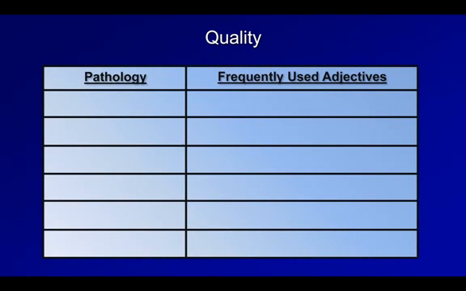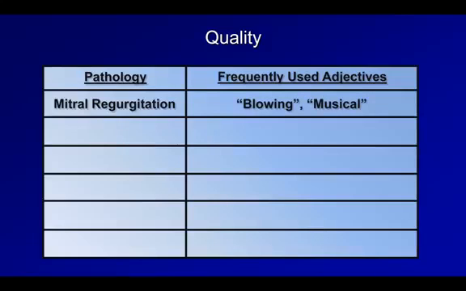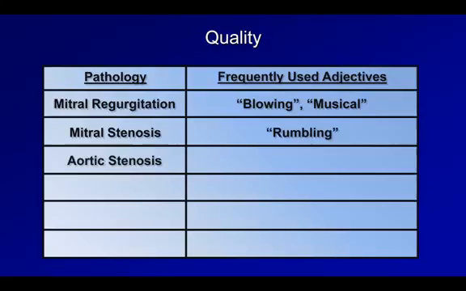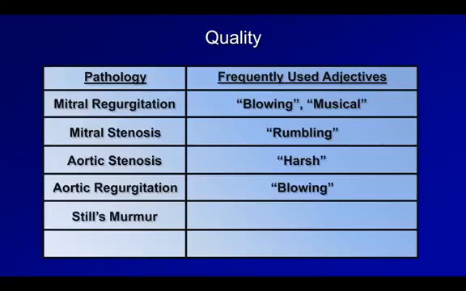This brings us to the quality of the murmur. This is the most subjective and non-specific of the 7 murmur characteristics presented here. It is essentially the difficult to describe timbre of the murmur. The murmur of mitral regurgitation is frequently described as blowing or musical. Mitral stenosis is rumbling. Aortic stenosis, as already discussed, is harsh. Aortic regurgitation is blowing. Still's murmur, which is a benign murmur typically heard only in children, is often described as musical or vibratory. And lastly, a PDA murmur, also usually heard only in children, is described as machine-like.